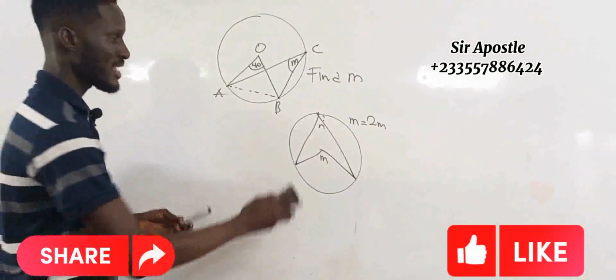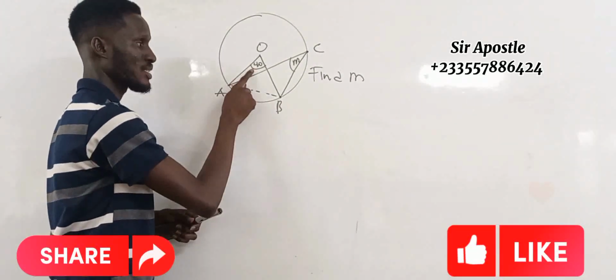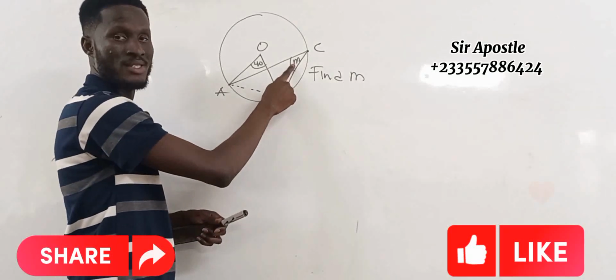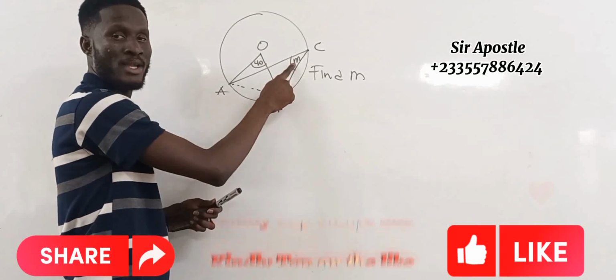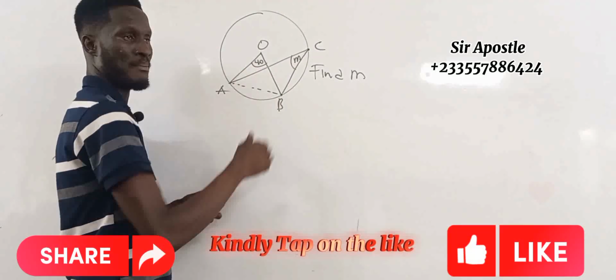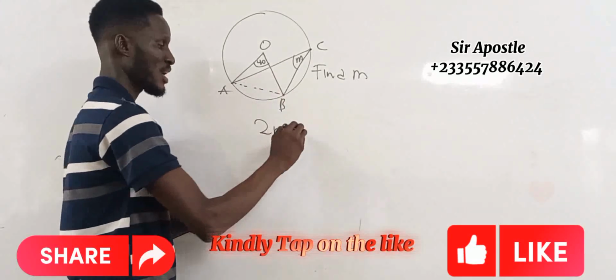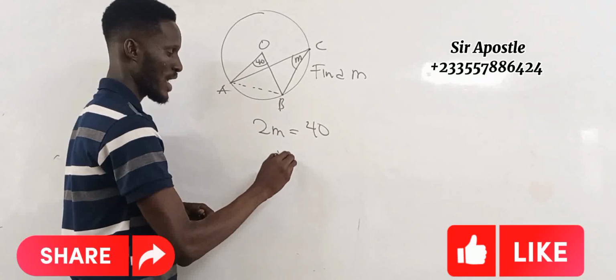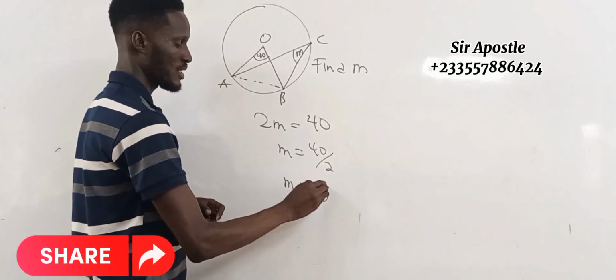Very good. Now let's apply the same thing. Now the angle at the center is now 40 and the angle at the circumference is now M. So what does it mean? When we multiply the M by 2, we have to get 40. When we multiply M by 2, so 2 times M should give us the one at the center of a circle, which is 40. So what will be M? 40 divided by 2. M is equal to 20 degrees.